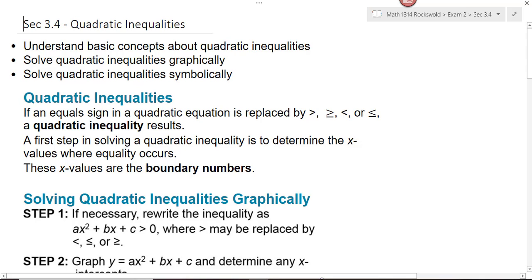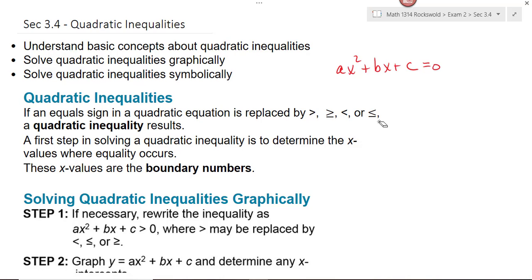Section 3.4 is solving quadratic inequalities. There's a couple of different ways that we're going to look at solving quadratic inequalities. The first way that we're going to look at solving them is graphically. So a quadratic inequality takes that quadratic equation, here's the quadratic equation, and it replaces the equal sign with an inequality, either a greater than or equal to, less than or equal to. Your solution then will be an interval, a range of values of x that will make the inequality true.